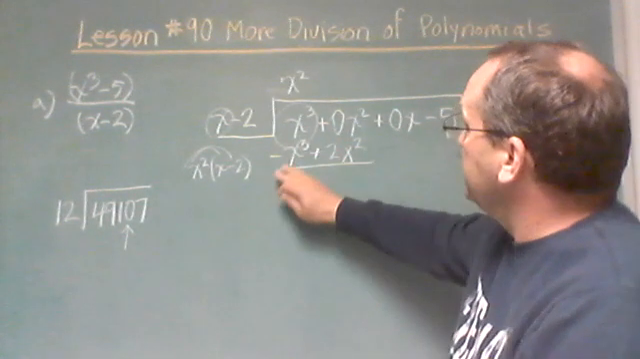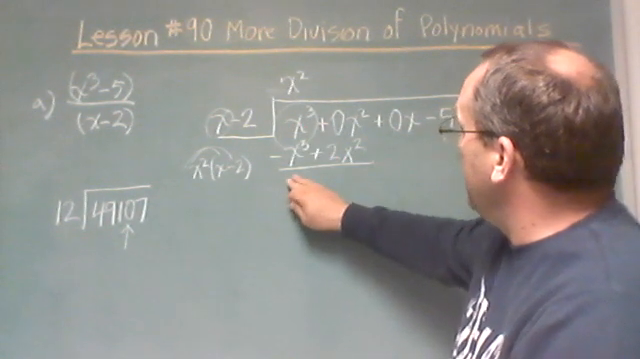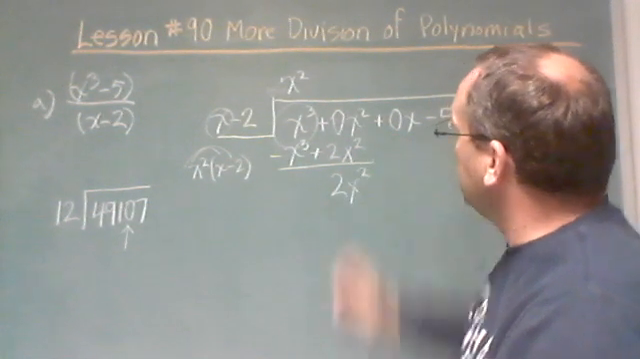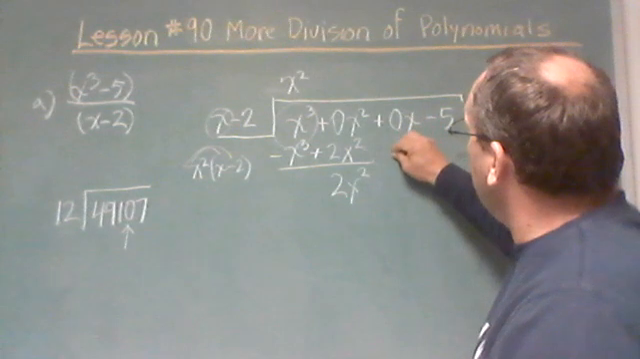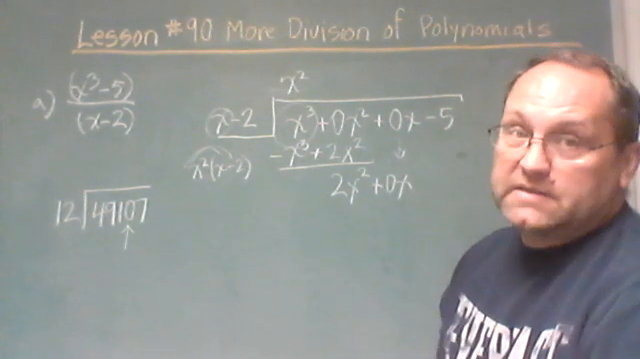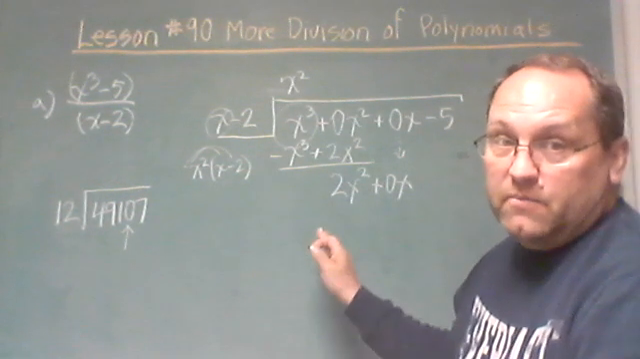I go ahead and add those terms. These come to 0. These add to 2x squared, because I have a 0 there. Then I drop down my next term. Even though it's a 0, I must account for it. And that's why you see how we have to account for it.